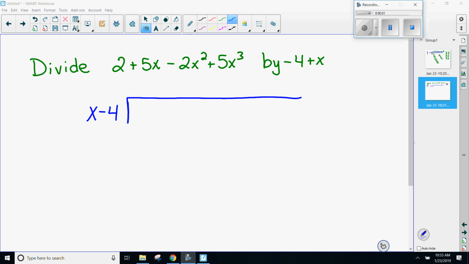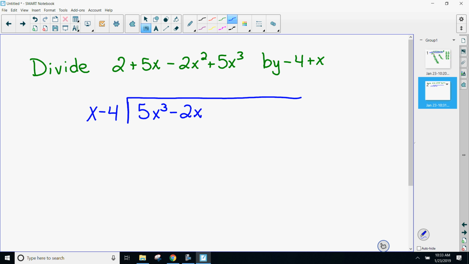In descending x exponents, you're going to have 5x cubed. Take the sign with the term, so minus 2x squared plus 5x plus 2. That's the division problem that I want you to solve. Find the quotient of that.